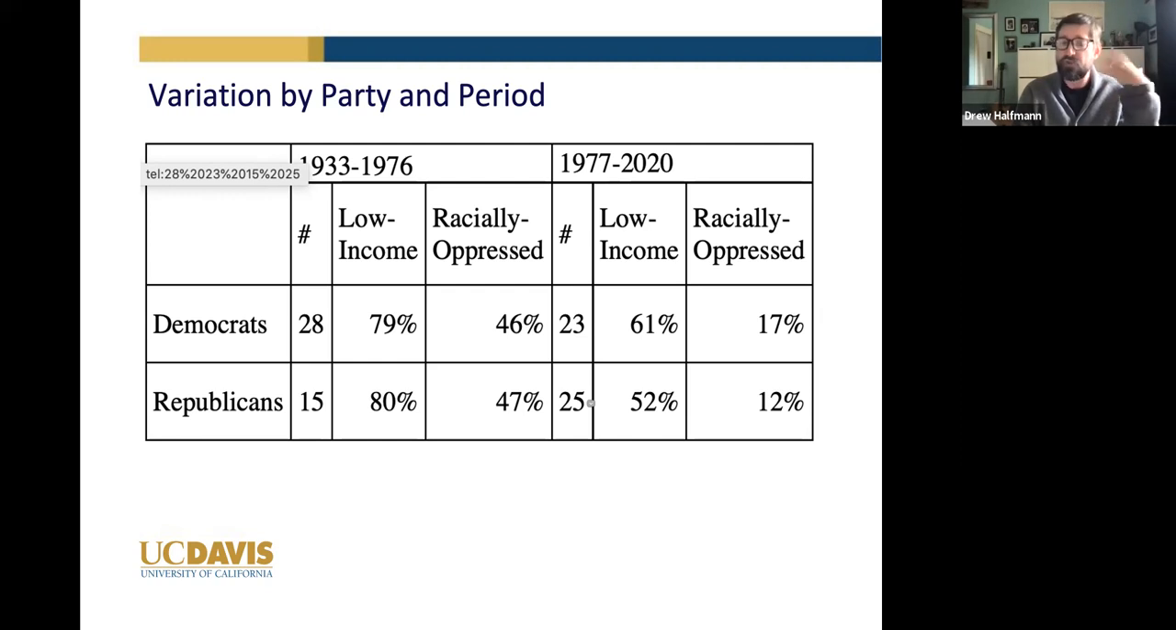Democrats were choosing to put health on the agenda, and Republicans were not. So these percentages are useful, but also misleading in some way. So the absolute numbers are important as well. And then in the second period, the important thing here is that for both parties, the percentage of messages that mentioned each of these groups really declined quite a bit, especially for racially oppressed groups.